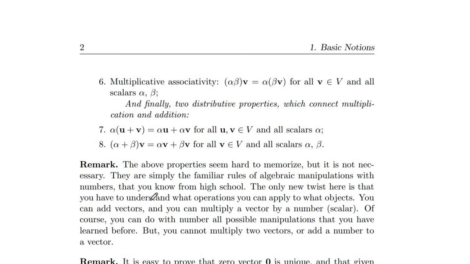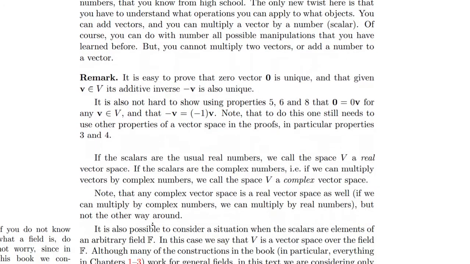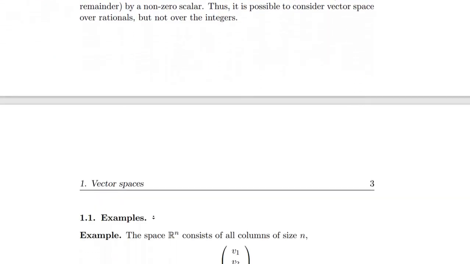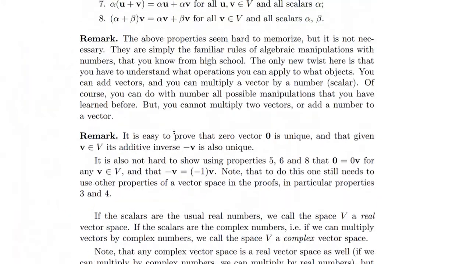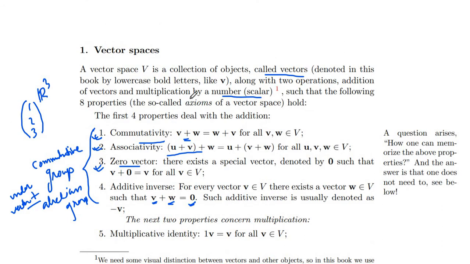Closure I can't see here. Let's see if it's mentioned somewhere else. No, we could not find closure here. Just a second. So basically when they are defining these 2 operations, they're binary operations, right? Addition and multiplication by a number.